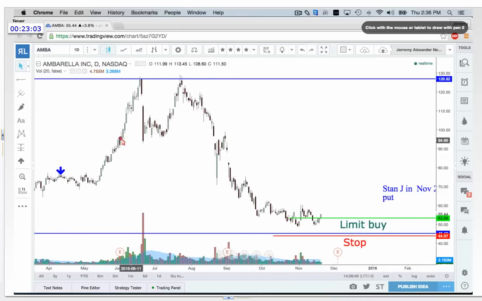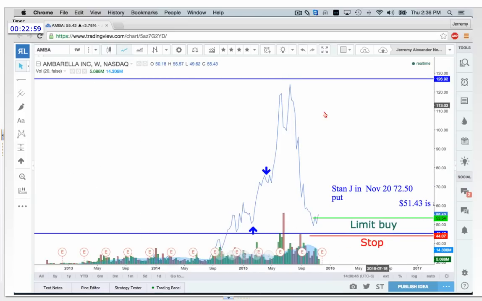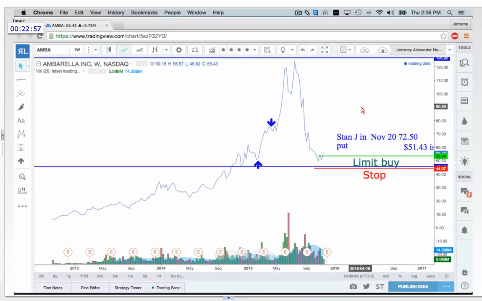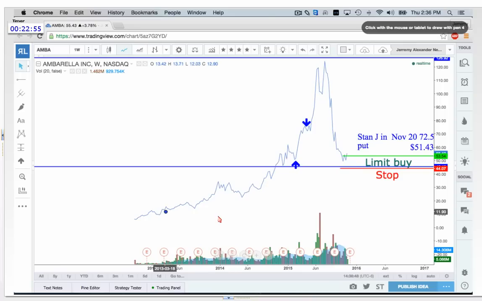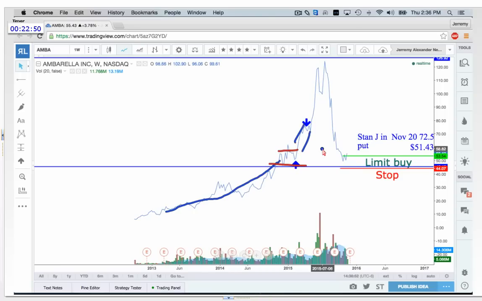So AMBA. Let's come out here to a weekly chart just so you guys can kind of get used to the view up here and talk a little bit about this trade. So AMBA, stock is moving bullish, right? Get a distribution phase right there, breakout, public participation, back to a distribution phase on AMBA.